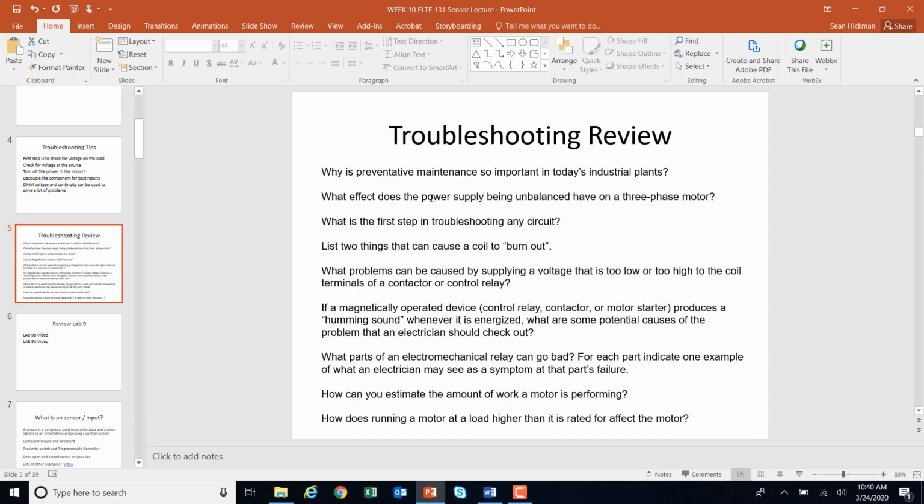What effect does the power supply being unbalanced have on a three-phase motor? So a three-phase motor, you can single phase a three-phase motor. What does that mean? Well, a three-phase motor has line 1, line 2, line 3. If you had that running and you pulled out, let's say, line 1, there's a chance that motor would keep running because it has direction, and it would run only off of line 2 and line 3. And if we only have 2 lines, that's called single phasing.